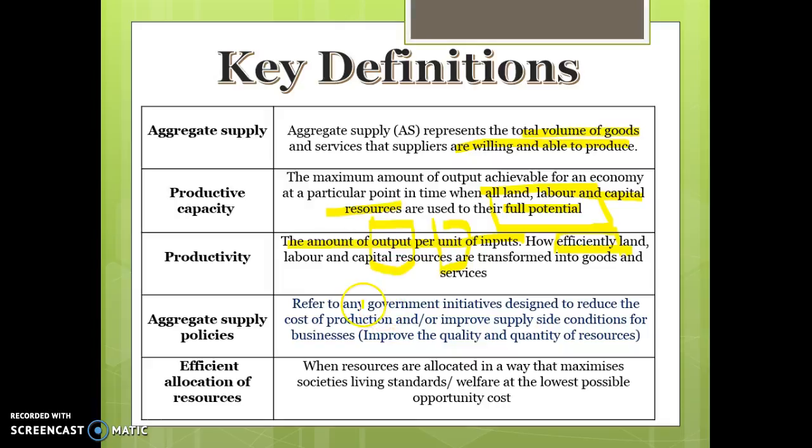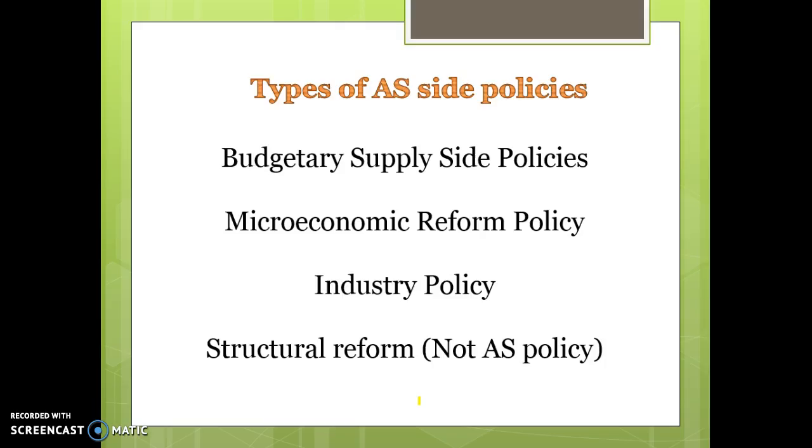Aggregate supply side policies are basically any government initiative. They have to be government initiatives. It's nothing to do with just businesses restructuring. They are designed to reduce costs of production and improve supply side conditions for businesses by improving the quality or quantity of resources. And an efficient allocation of resources is one where resources are allocated in a way to maximise living standards or welfare at the lowest possible opportunity cost. It's really important you put that last bit in. Or if you're asked how an efficient allocation of resources relates to opportunity cost, it's about minimising opportunity cost. So there are a whole range of aggregate supply side policies. In this video we're going to be looking at budgetary supply side policies, and then over the next three videos we'll look at what's meant by each of these other forms of supply side policy.